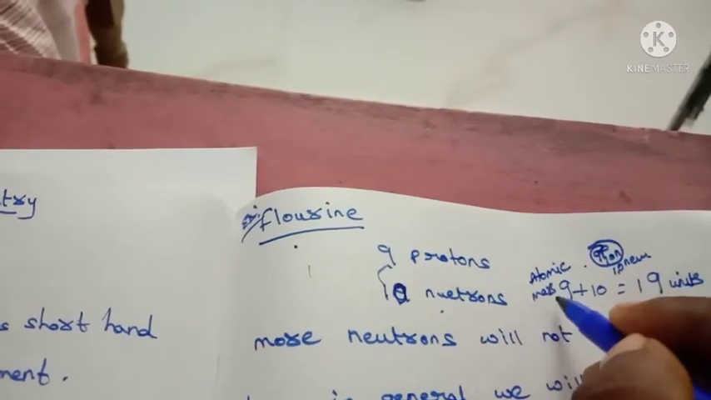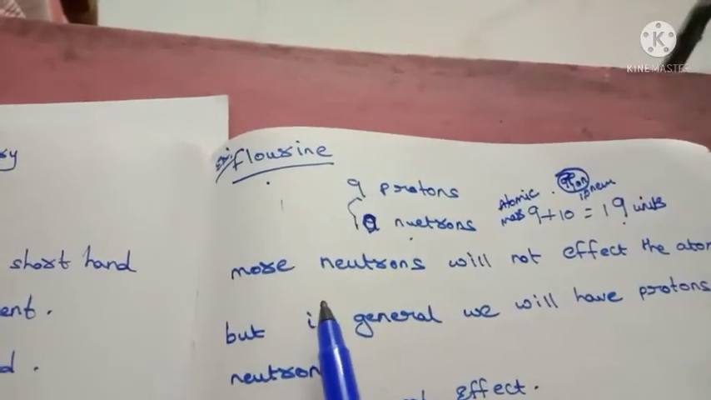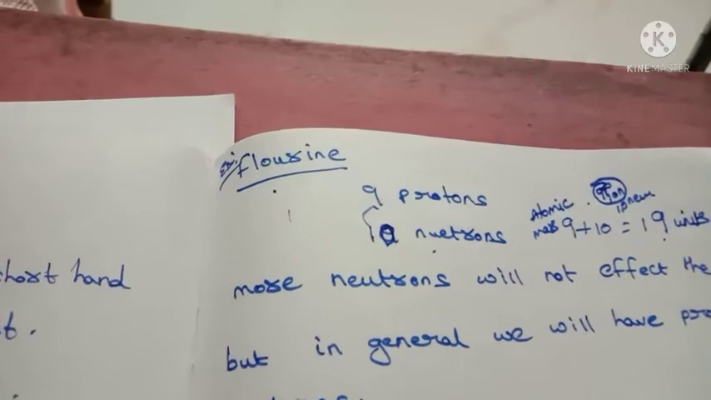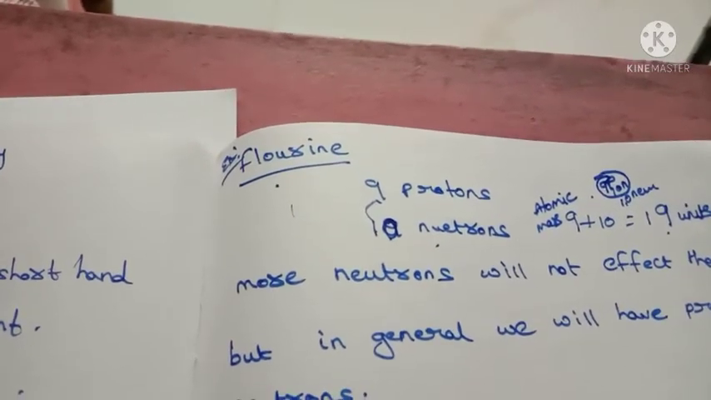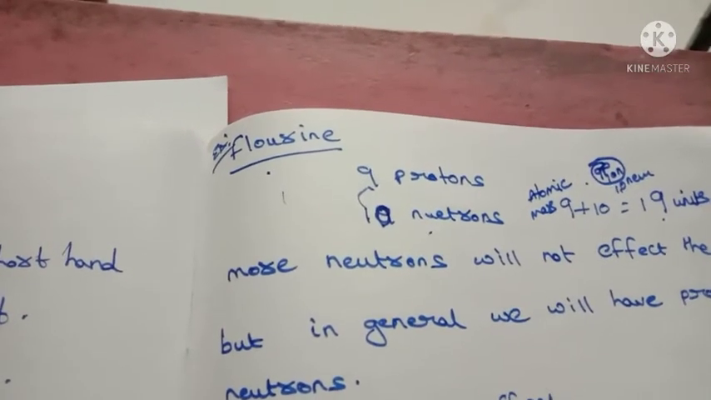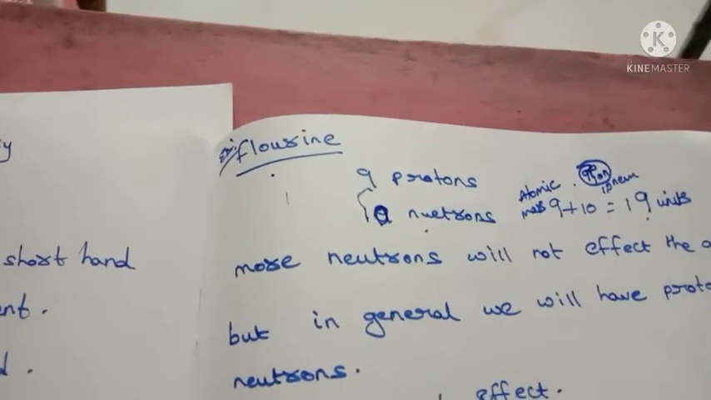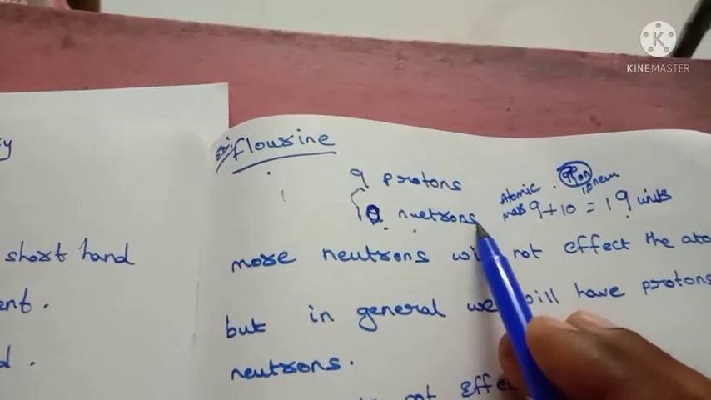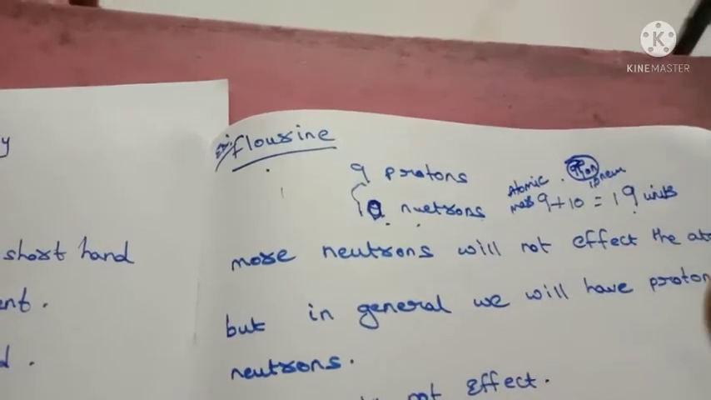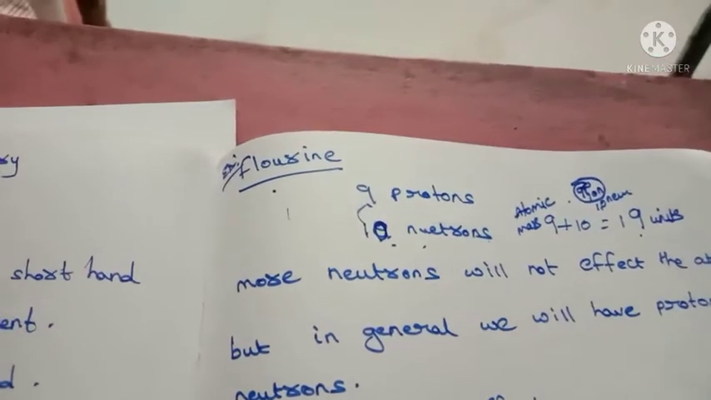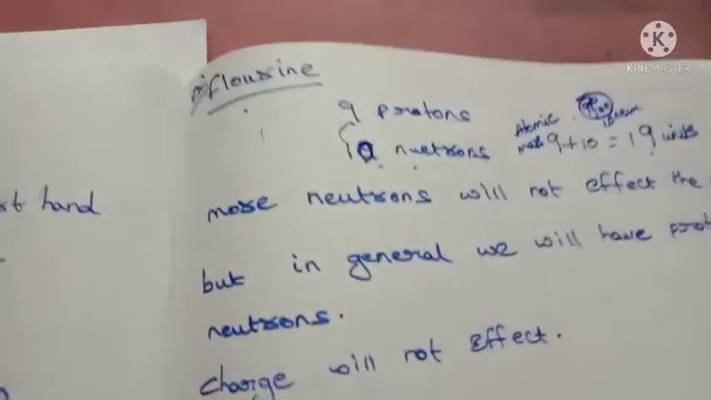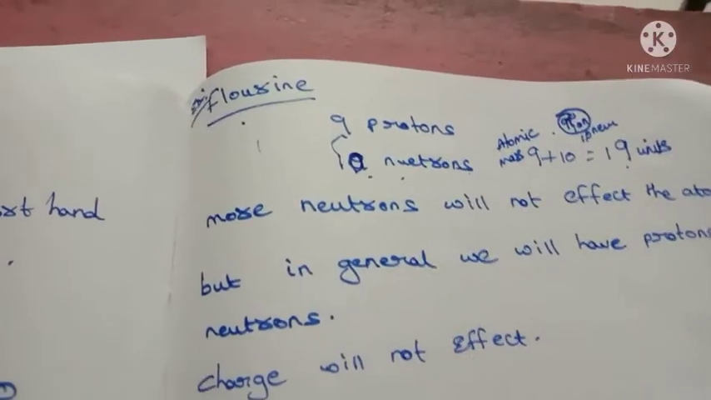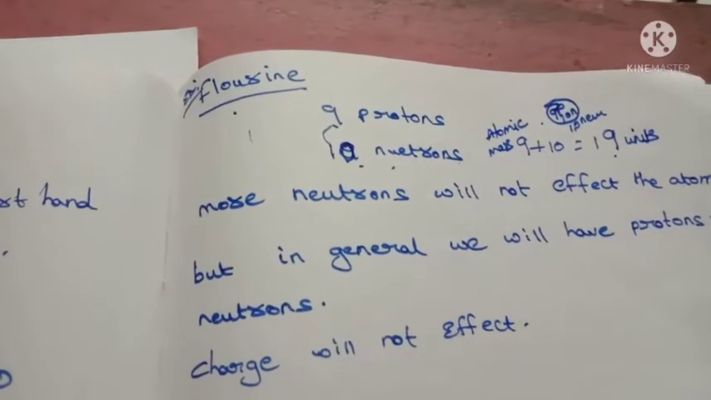Atomic mass. Now come here. See here, children, I already told you previously, the number of protons is equal to the number of neutrons in most cases, but in some cases we will have more neutrons. Sir, if neutrons are more, is there any effect? No. What is the charge of neutrons? Whether there is an effect or not, we will see later.